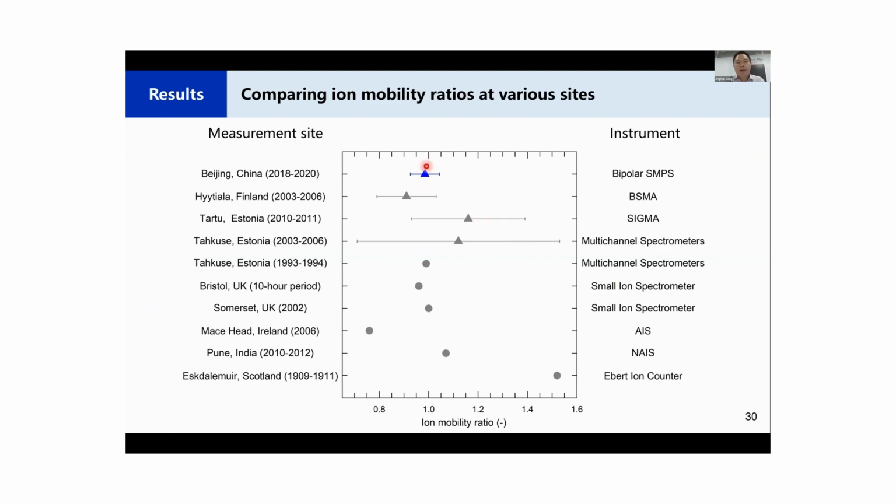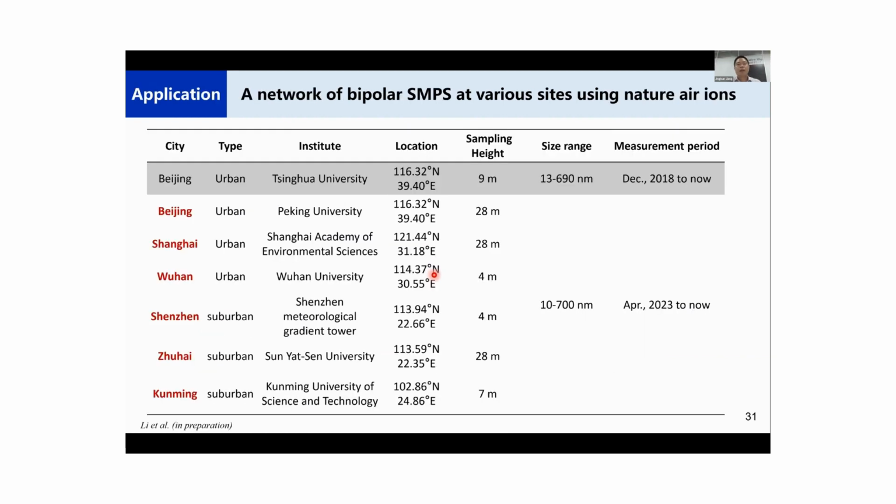We also compared the retrieved ion mobility ratios with many other studies where they use different instruments to measure the ion mobility ratio directly. We can see this retrieved data in urban Beijing generally falls in the same range as other instruments. So that's the result for that specific paper I mentioned earlier.